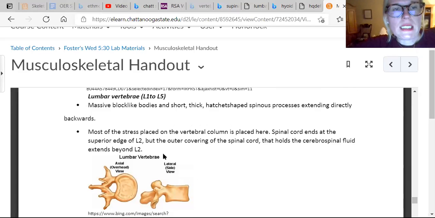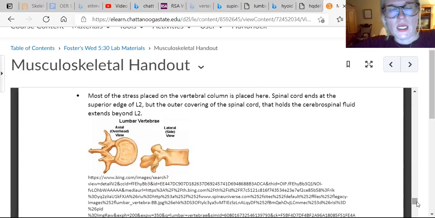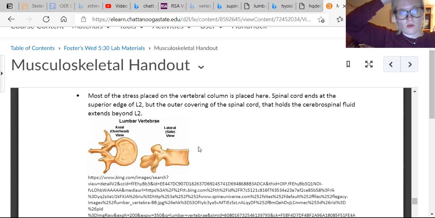Now, hence I put on here massive block-like bodies, okay? Short and thick, and the spinous process is extending directly backwards, but let's look at it because it is very hatchet-like. If I had to describe it, it's bigger, of course, because most of the weight is placed here. Your spinal cord has gotten smaller, so the opening, the vertebral foramen, is very small. Remember, it ends at L2.